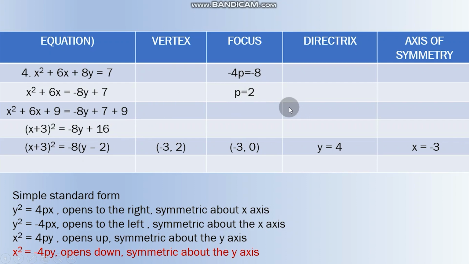Now, since it opens down, the y without the exponent, the y in the vertex, is what we manipulate. So, it opens down. This is the vertex. Ano ang position ng focus? Nasa ilalim. So, yung 2, ima-minus natin dito. 2 minus 2. That's the reason why it becomes 0. So, the position of our focus is negative 3, 0.